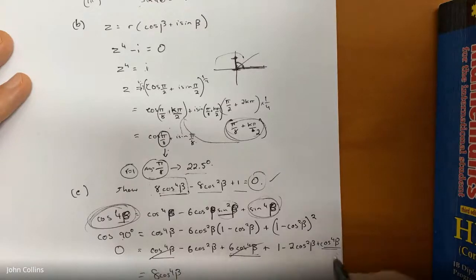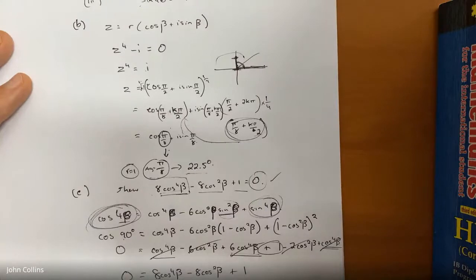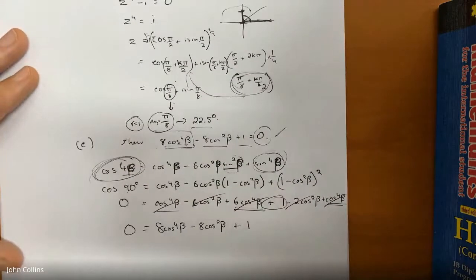Okay, they're gone. I also want, okay, it's all there. Is it minus 2 and another minus 6? That's 8 cos squared beta. That's gone. That's gone. And I'm left with plus 1. Okay, plus 1. That equals 0. I think it's okay. I think it worked out if you expanded it.